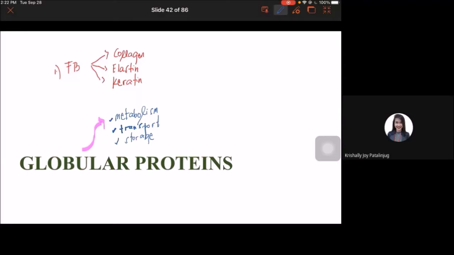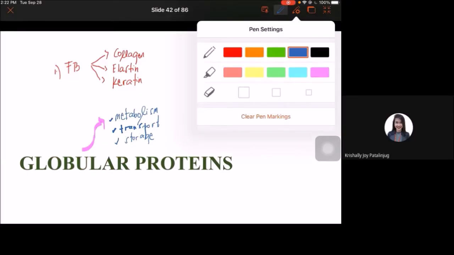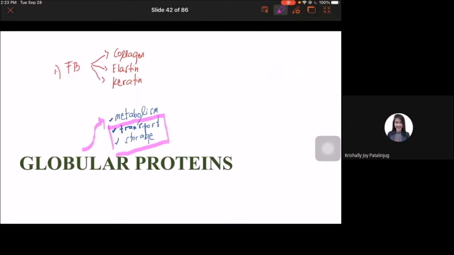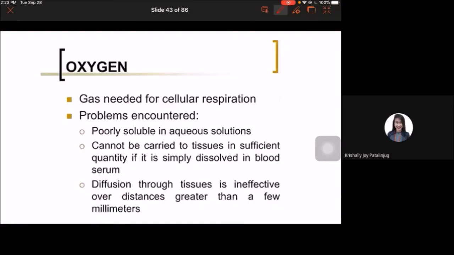Now, with regards to these roles or special functions of globular proteins, we will focus more on the transport and storage roles of globular proteins. With regards to transport and storage, we will discuss this special role in relation to oxygen molecule, their function towards transporting oxygen and storing oxygen. We all know that oxygen in our body is very important for survival. Right? All tissues, no exemptions, all cells in our body require oxygen. So with that, let us have first the slide.